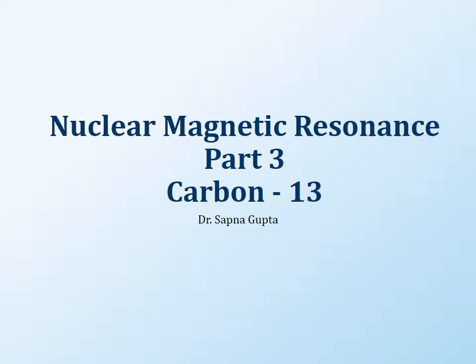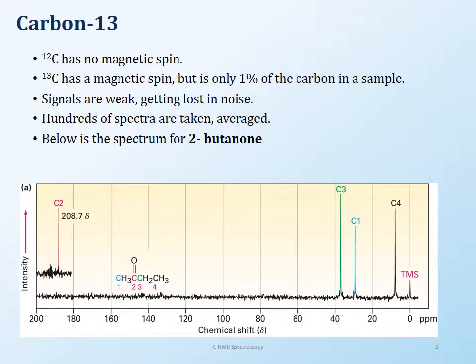We are moving on now to carbon-13 NMR. This is still nuclear magnetic resonance, but now we're going to focus more on the carbon nuclei. So first of all, why carbon-13 and why not carbon-12? Well, carbon-12 has no magnetic spin because it is an even number. Carbon-13 has a magnetic spin, so you can see carbon-13 in the NMR.